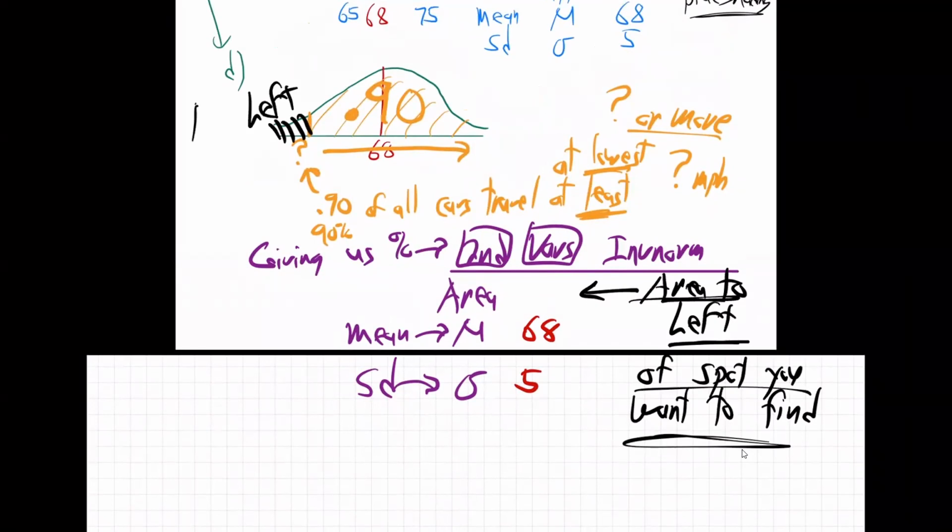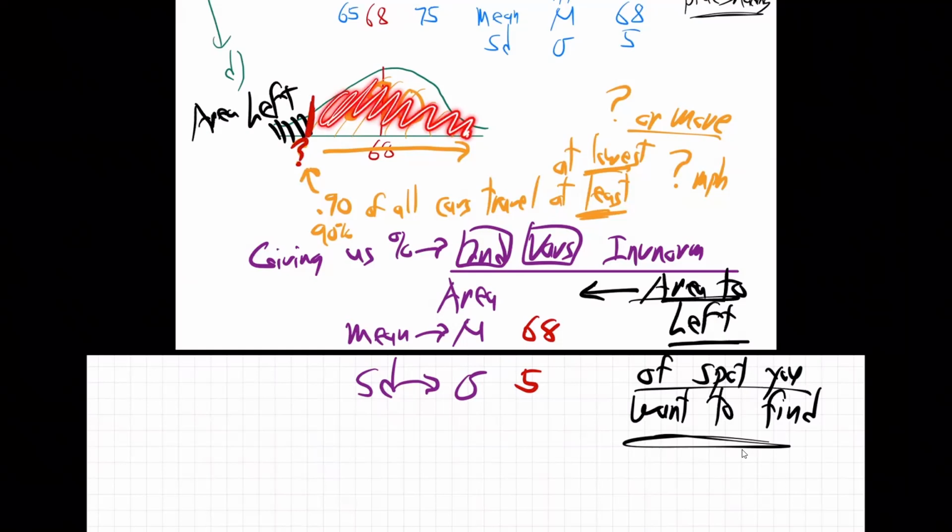This is area left, right? I'm trying hard to find this spot right here, this question mark spot, this low speed that 90% of the people do higher than, right? To find that, I've got to have the area to the left. Well, what's the area to the left? If this is 90% of the candy bar, I always use candy bar. What is the percentage here? 10.